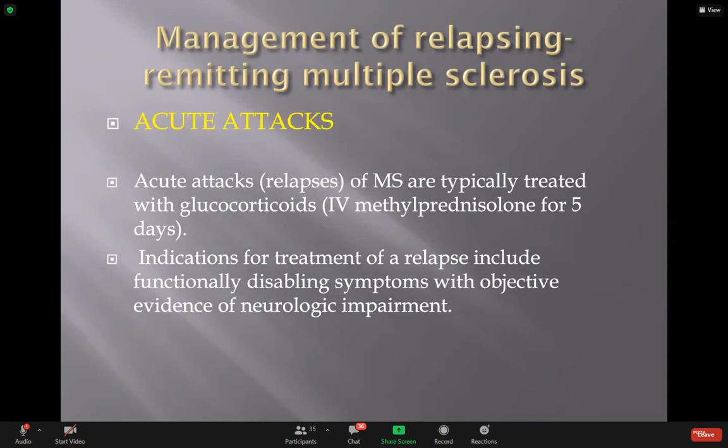So the indications for treatment of a relapse would include a functionally disabling symptom with objective evidence of neurological impairment. So if they come to you with clear neurological impairment, you have to give them steroids. It's okay if you don't give steroids in a mild case, because they will tend to improve anyways.